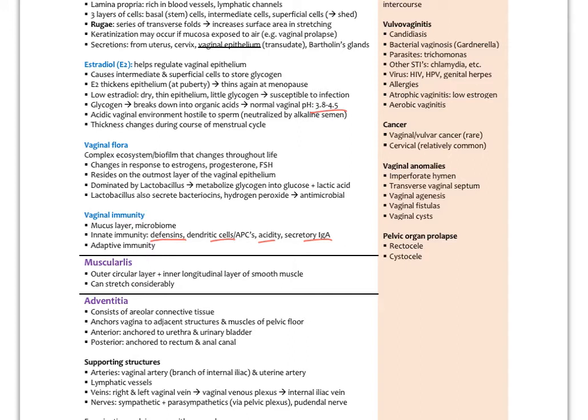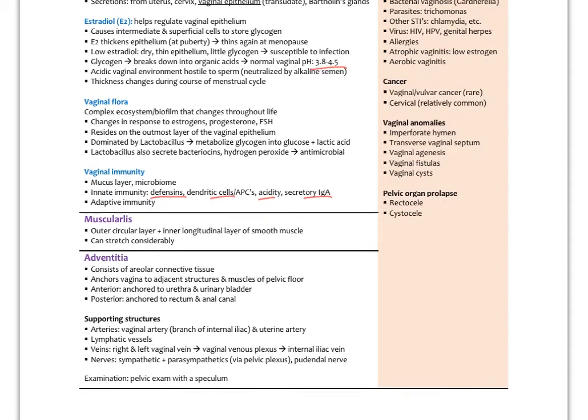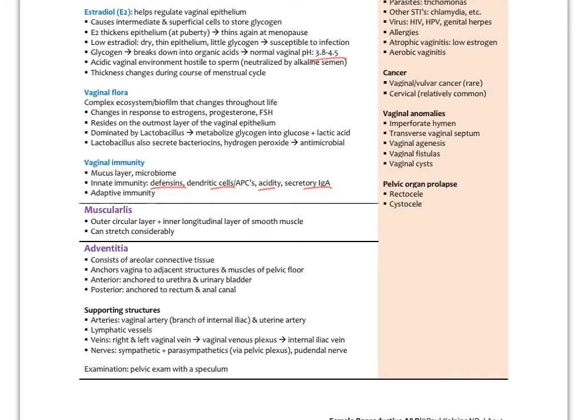There are different supporting structures to the vagina. So the vaginal artery is a branch of the internal iliac artery, and there's a uterine artery. There are lymphatic vessels, and then the right and left vaginal vein drain into a deep vaginal venous plexus, which then drains into the internal iliac vein. And there are both autonomic, sympathetic, and parasympathetic nerves. The parasympathetics come from the pelvic plexus. The sympathetics largely from the lower thoracic segments, about T12 to L1, L2. And then the pudendal nerve, which is part of your voluntary motor system.